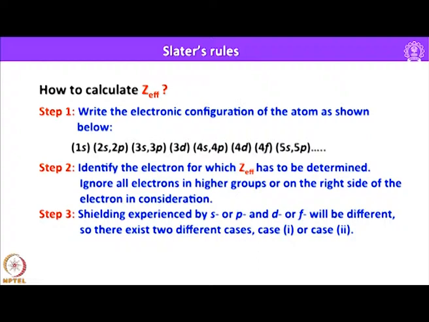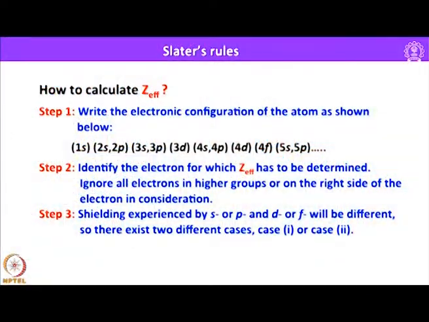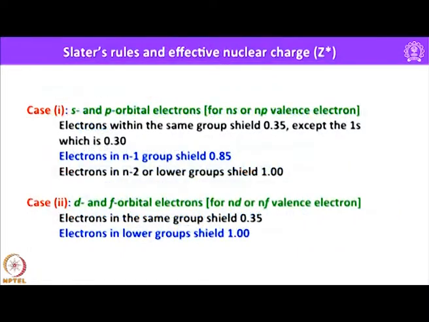all electrons in higher groups or on the right side of the electron in consideration, because whatever electrons we have on the right side are not coming in between the nucleus and the electron we are considering. And the third step: the shielding experienced by s or p and d or f will be very different. So, that means there exist 2 different cases. We call them case 1 and case 2.